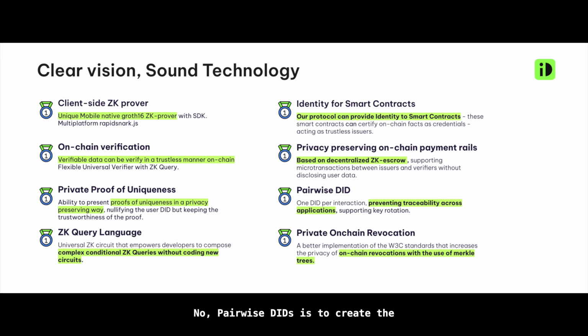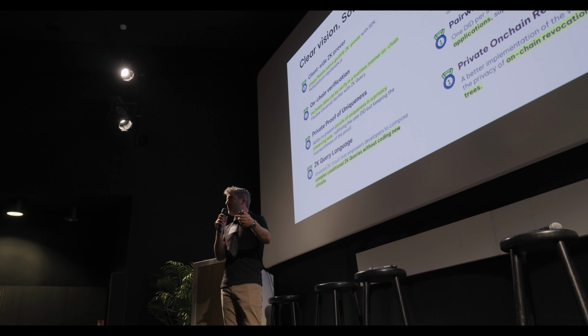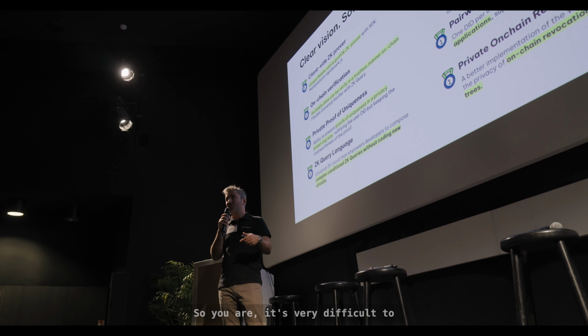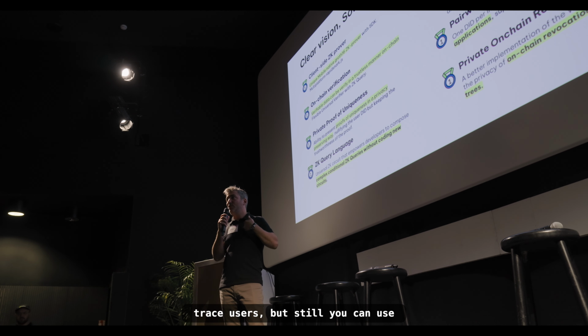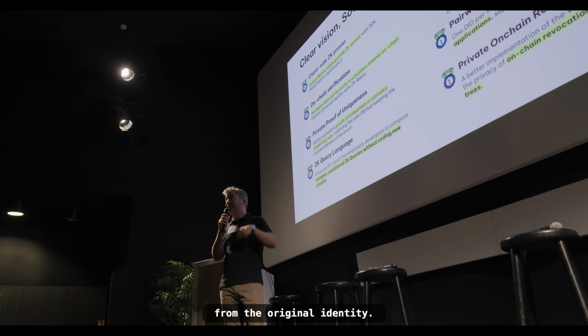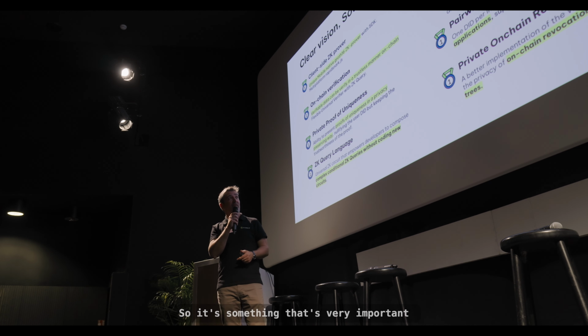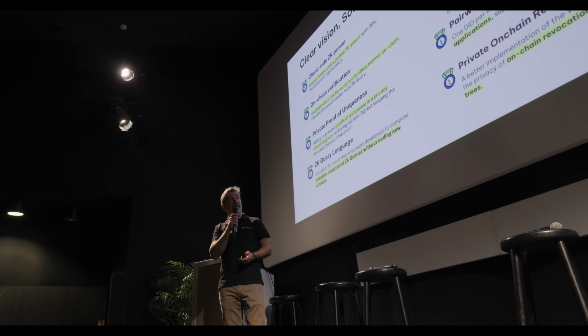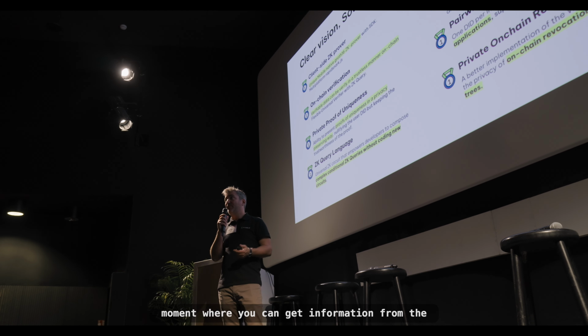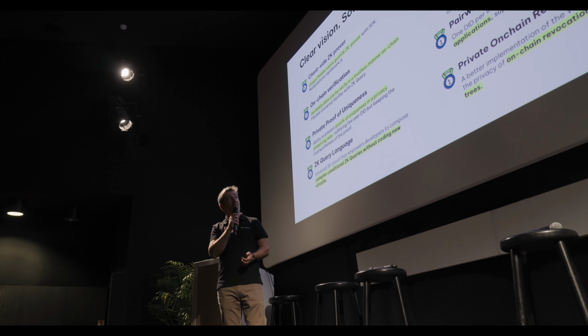Pairwise, the idea is to create an identifier for each interaction. So basically, you can use a fungible identity, and then this is lost for this application. So it's very difficult to trace users, but still you can use your proofs and your credentials from the original identity. So it's something that's very important for interaction of applications. And revocation, on-chain revocation is also critical because revocation usually is a moment where you can get information from the users, and we are respecting the privacy here. So it's a very important thing to do.